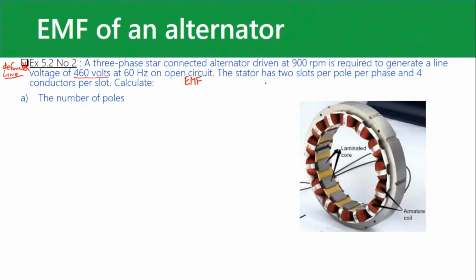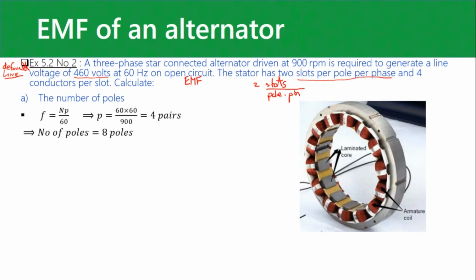All right, now you have to watch out with these units. The stator has 2 slots per pole per phase, and 4 conductors in every slot. So what is the number of poles? When you have to work out frequency or number of poles or something like that, or even the synchronous speed, you always use this little frequency formula, okay?